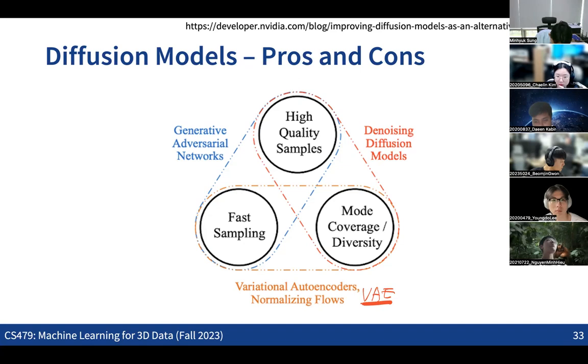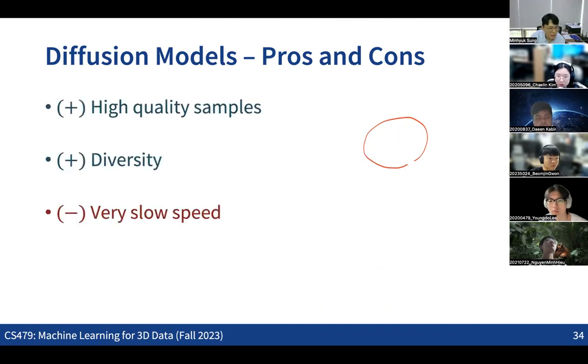So that's why people came up with the idea of diffusion models, which allow us to have high quality samples and also not have any mode collapse issues, while keeping the diversity.